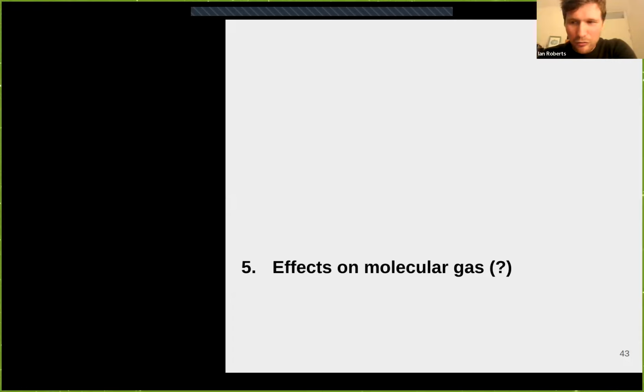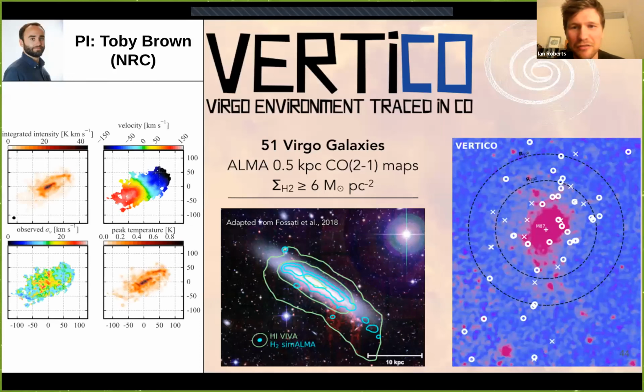Okay, I will take 1 or 2 minutes to say something about molecular gas. This is going to be in the context of Vertigo primarily. So this is an ALMA large program, which is led by Toby Brown at NRC. I'm part of the collaboration. In particular, I'm interested in the galaxies covered by Vertigo, which maps CO emission in about 50 Virgo galaxies, a subset of which have stripped tails, which are visible in HI from the VIVA survey. So I'm particularly interested in these tailed galaxies, which are covered by Vertigo, to try and probe the distribution of CO and molecular gas in these galaxies.